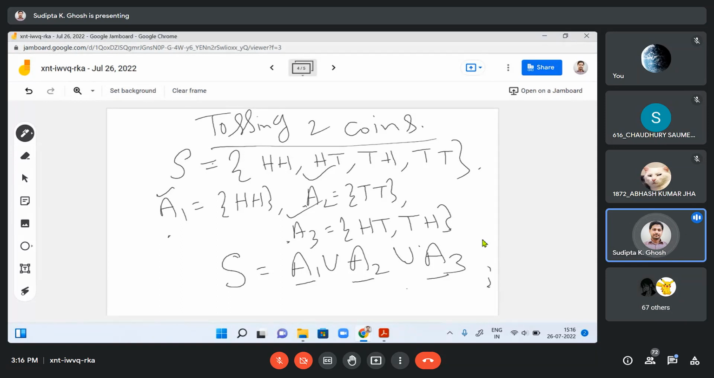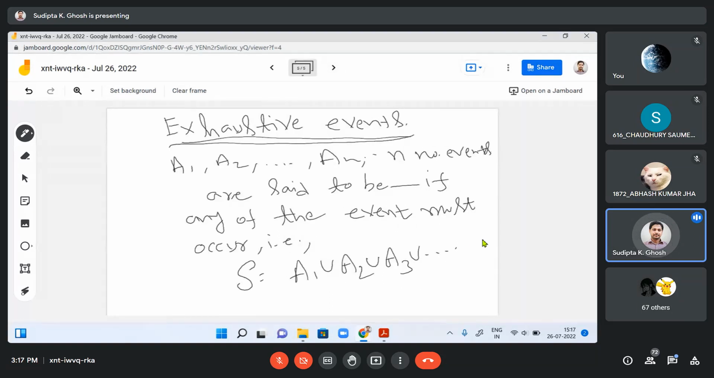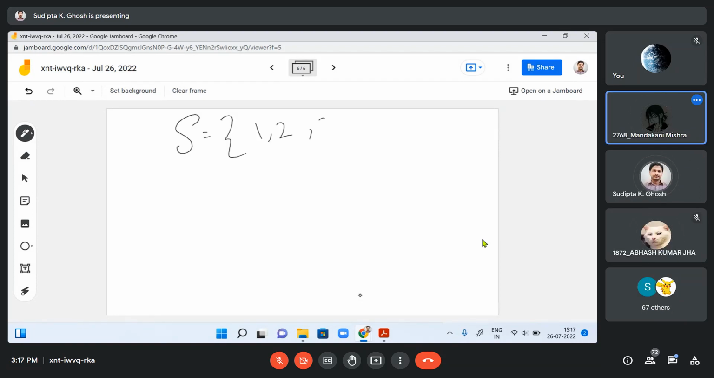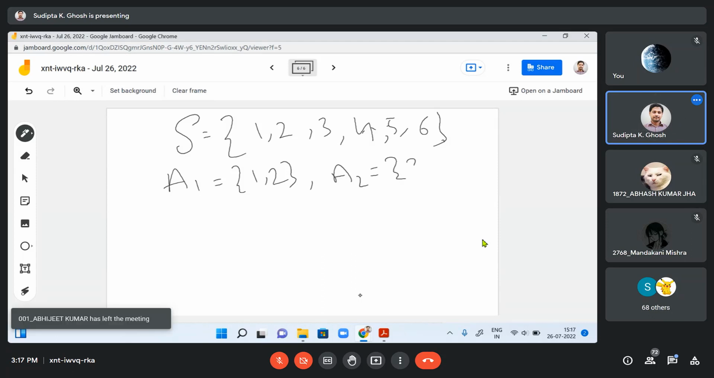So now, this is one example I have given. Suppose I give another example. Suppose I am throwing a dice. What is my sample space? 1, 2, 3, 4, 5, and 6. Okay, very good. Now suppose A1 is equal to 1, 2. A2 is equal to 3, 4.